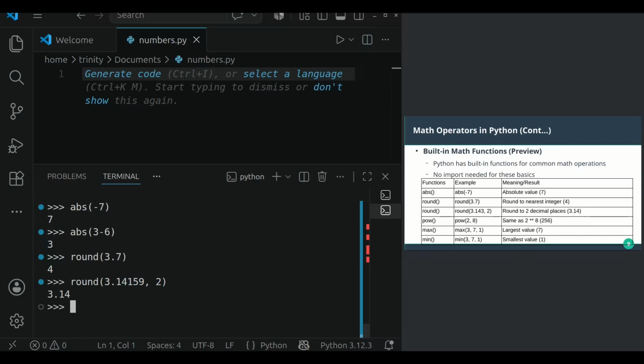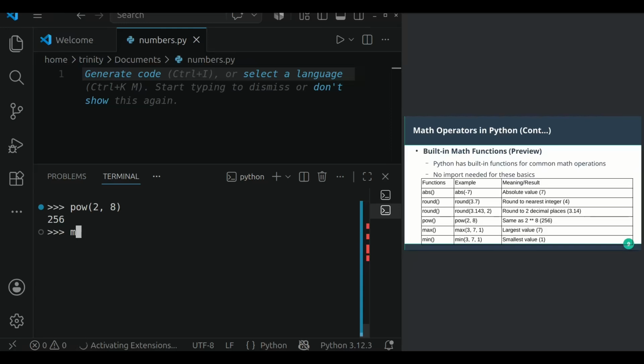Now the next function I have is power. You can raise a number to its power. So you can say 2 raised to the power of 8. As you can guess, the answer is going to be 256.